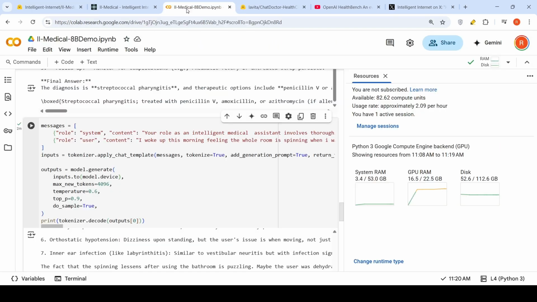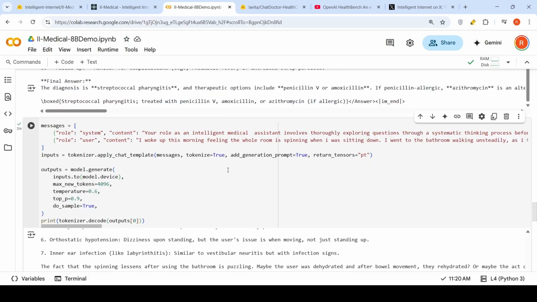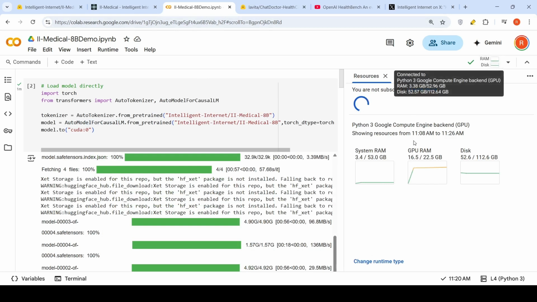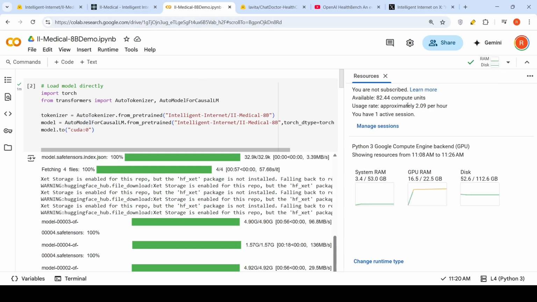Let's go to our Colab demo first. Let's try out the model. Okay, so it's an 8GB model. You can load the model like this, right? The model ID is this, Intelligent Internet, II-Medical-8B. And you can push it to the GPU. This particular model takes close to 16.5 GB, so I'm running it on an L4 instance. This is a paid instance.